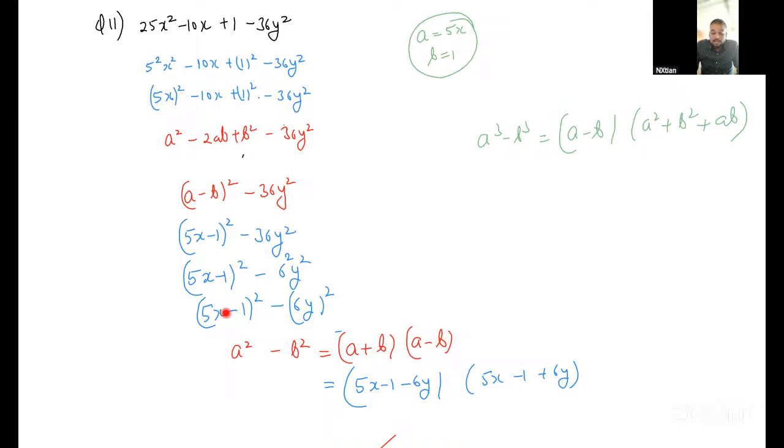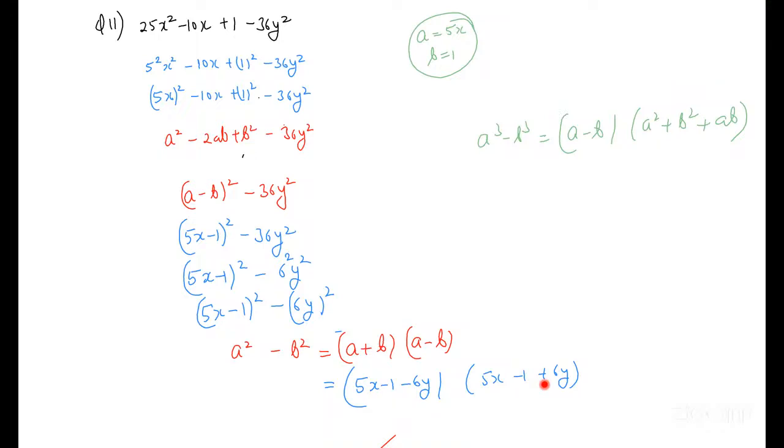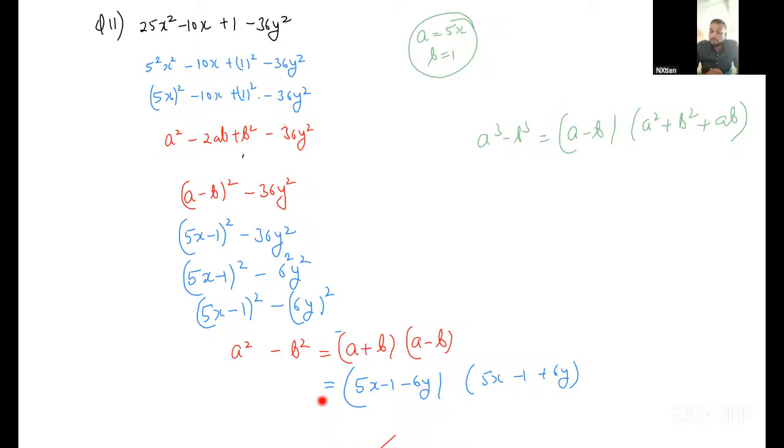So what is a? A is equal to 5x minus 1. So it is (5x minus 1 minus 6y) and (5x minus 1 plus 6y), which is a minus b, a plus b. Did you understand? Why is there 5x minus 1 minus 6y? Because a minus b is there. So a is 5x minus 1, minus b which is 6y. So I wrote 5x minus 1 minus 6y. I just used the property to solve it. Abigail, did you understand? Yes, sir, I understood, sir.